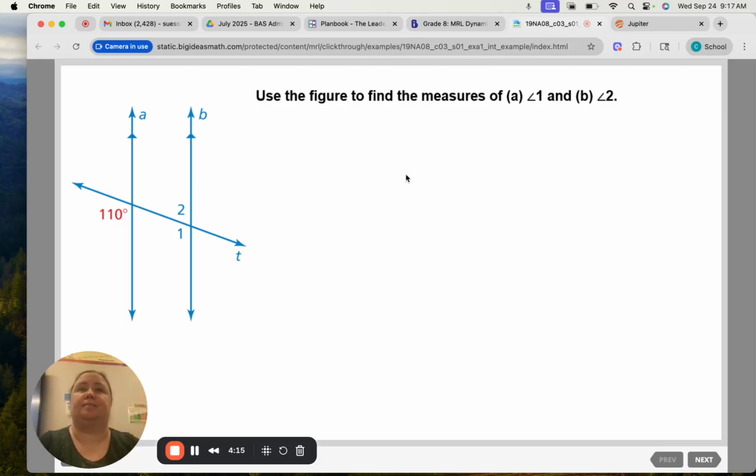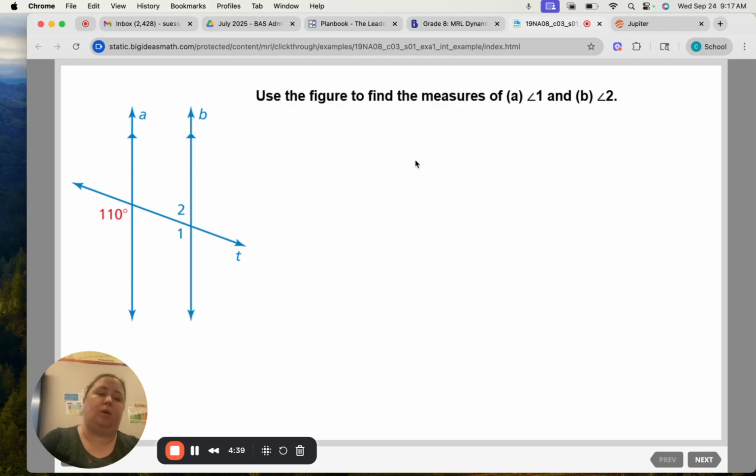There we go. Question. When you showed us Wednesday, I think, you had like 2 ways. Oh yeah. I also showed you the vertical angles. We'll go through that as we keep going. All right, so we're going to use this figure to find the measures of angle 1 and the measures of angle 2.